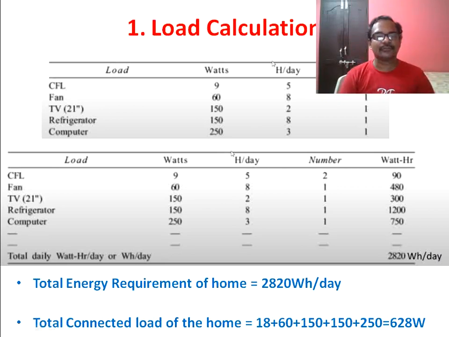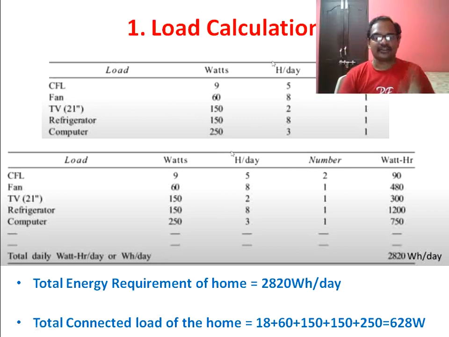How to get the connected load? If you add all the power ratings of the equipment in your home, you will get the connected load. You have 2 9-watt CFLs, so 9 into 2 is 18, plus 60 into 1 for the fan, 150 into 1 for the TV, 150 into 1 for the refrigerator, and 250 into 1 for the computer. If you add all these, you will get 628 watts as the connected load of your home, and this connected load requires 2820 watt hours per day, that is 2.82 units per day of electricity, and this amount of electricity has to be supplied by the solar panels.